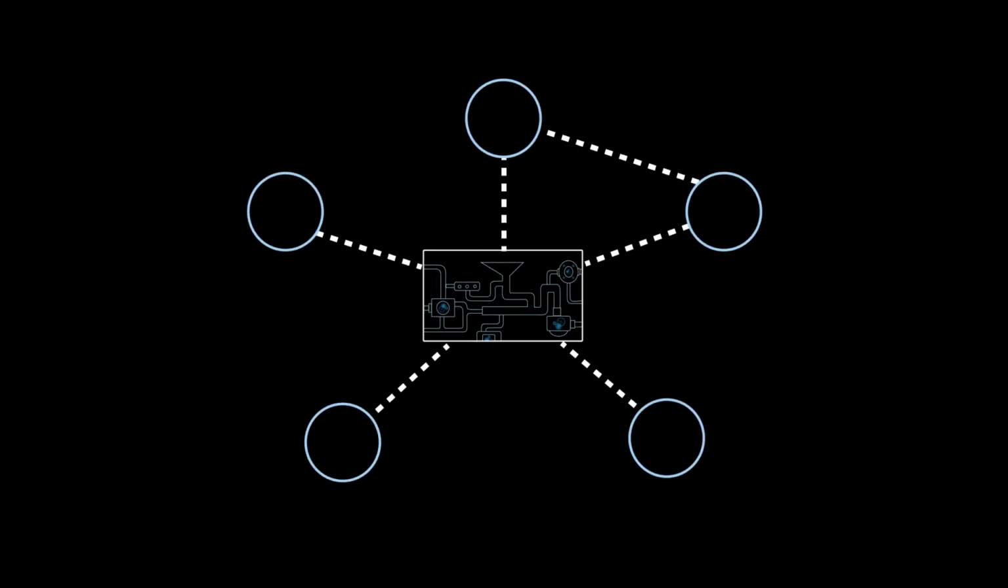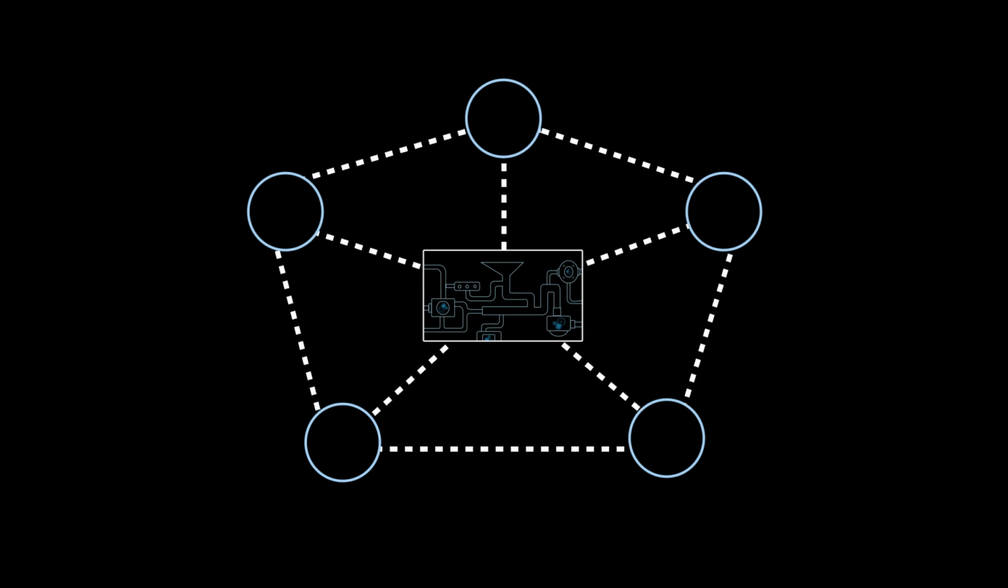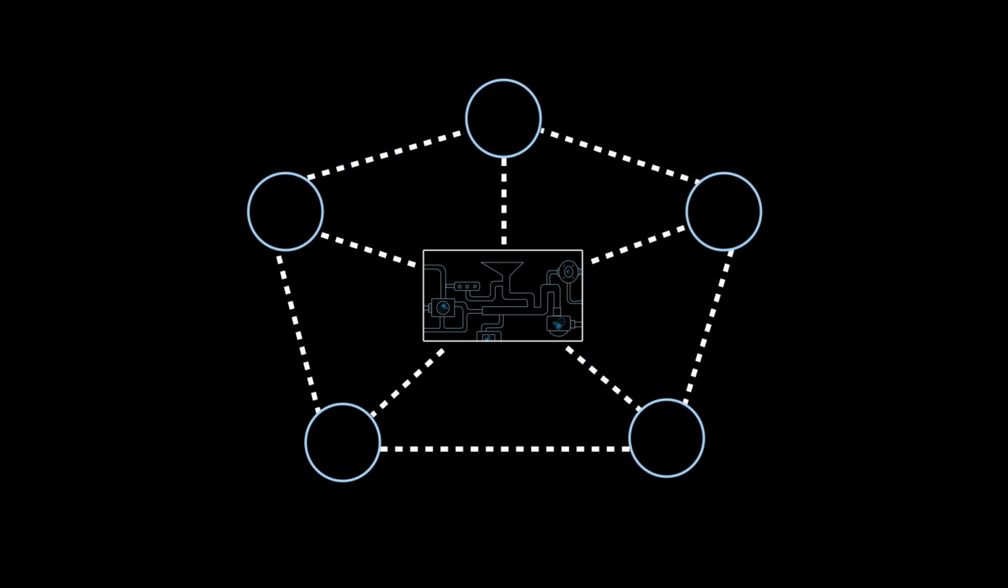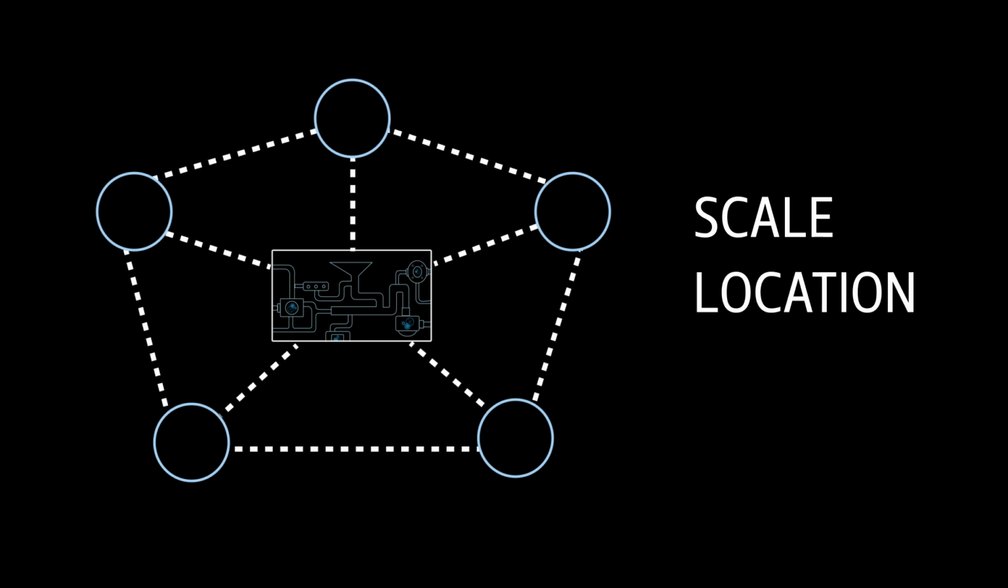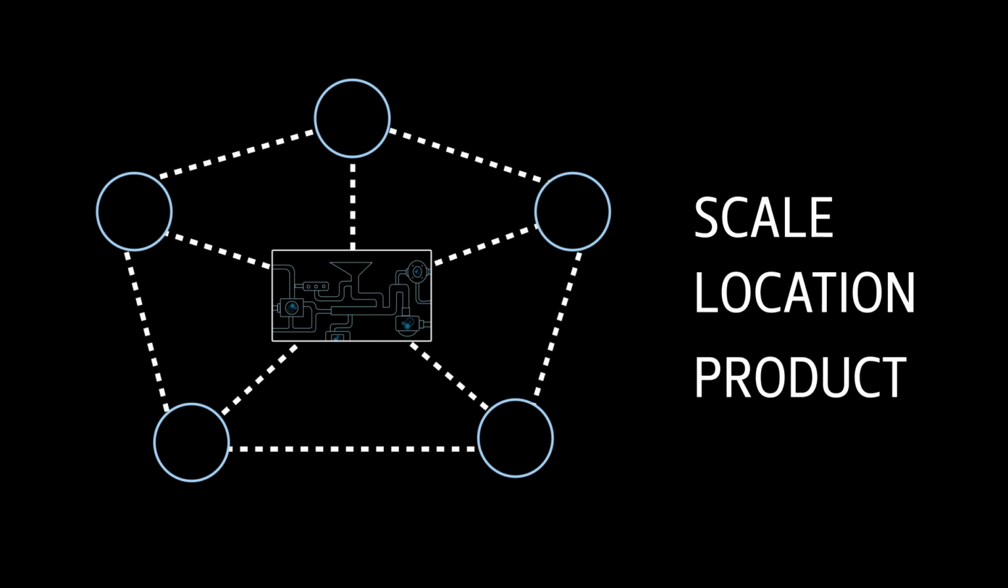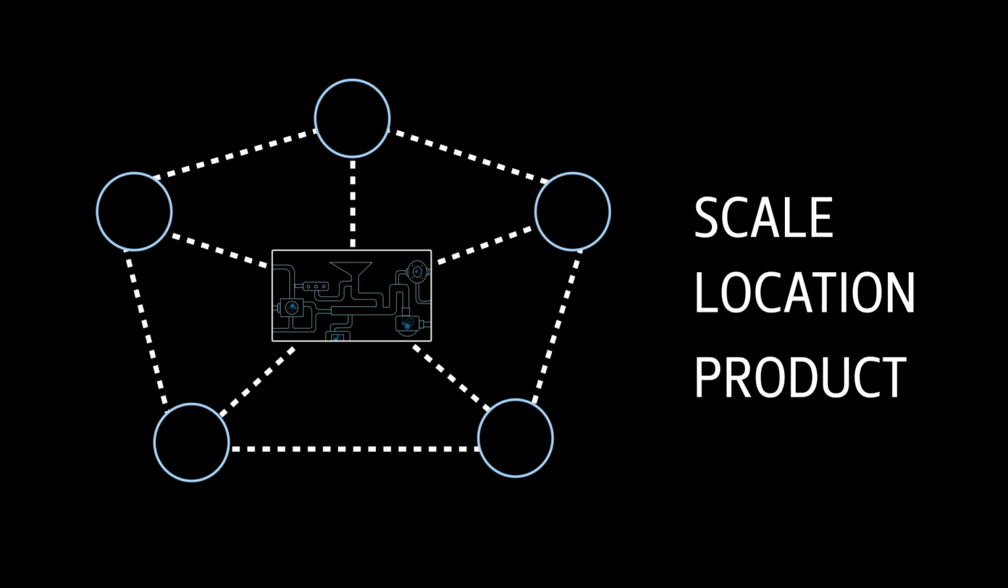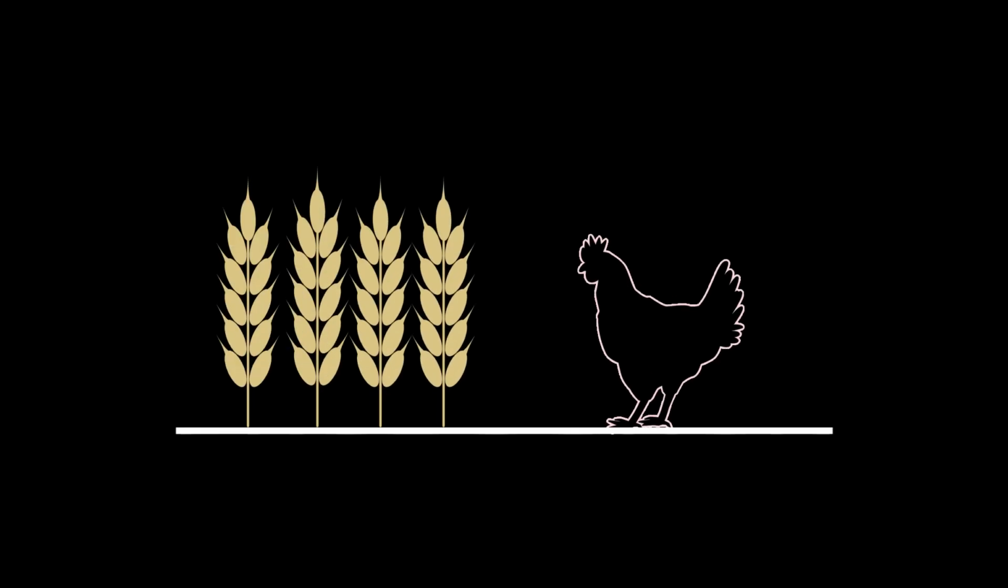Thinking about organic as a system, there are 5 major components, and how these different parts look will vary depending on scale, location, product, and more. To start our system, we have production. This entails growing a crop or raising an animal.